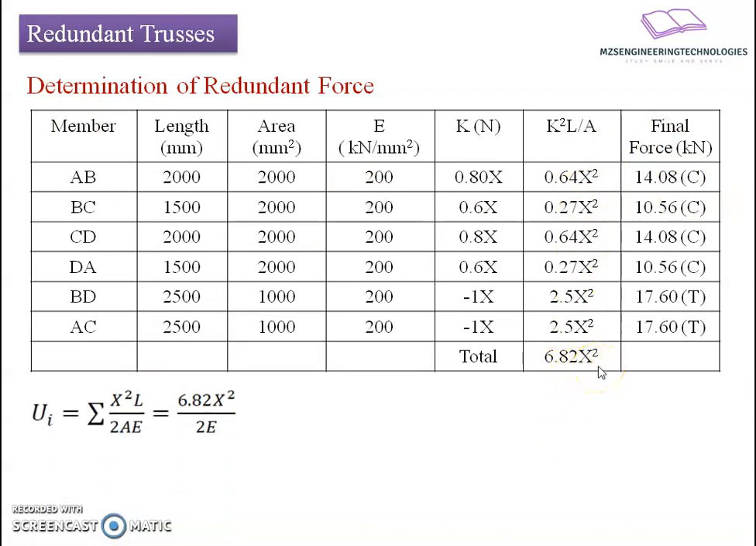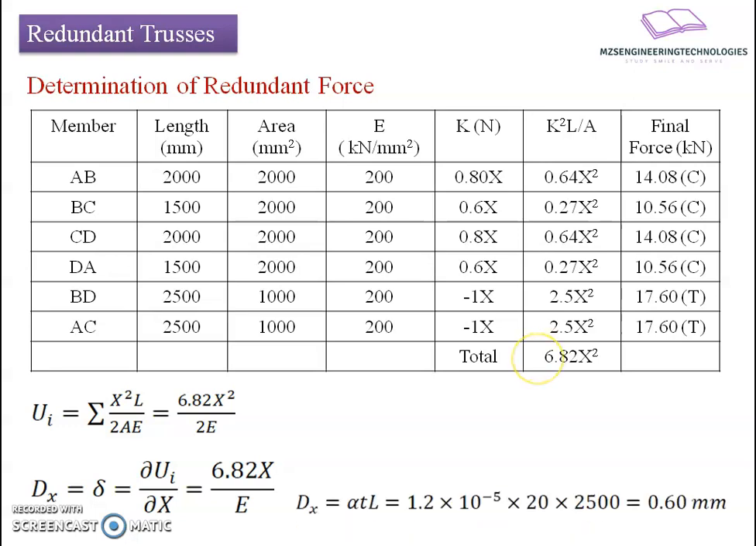After knowing this, we will apply the strain energy concept here. The strain energy is given as summation of x square L upon 2AE. That's why the relation we get is 6.82 x square divided by 2E. Already we have taken A in the product, that's why I am not representing it here. After that, we will take the derivative of this strain energy with reference to the redundant force, which comes to be 6.82 x divided by E. X square will result in 2x, and in the denominator the 2 gets cancelled. What remains here is 6.82 x divided by E.